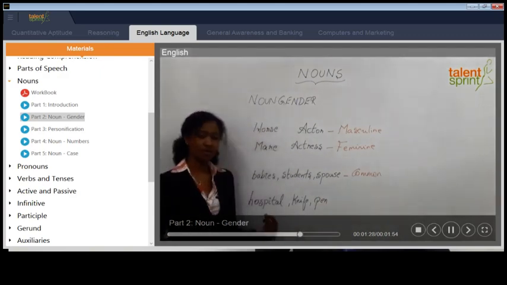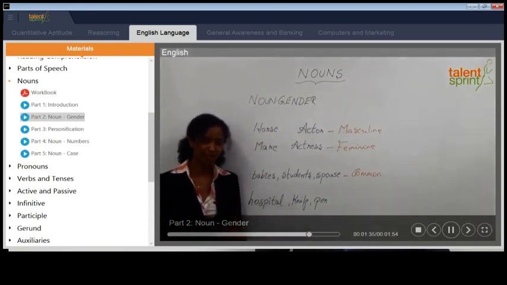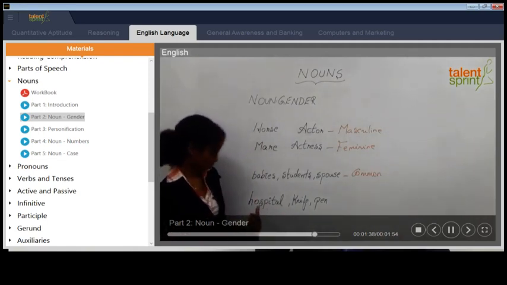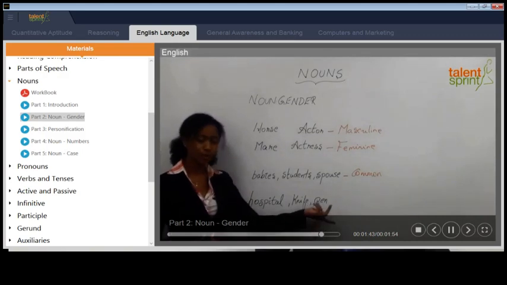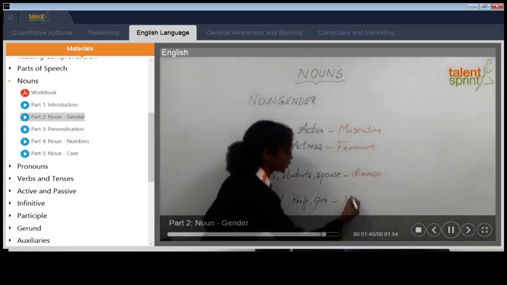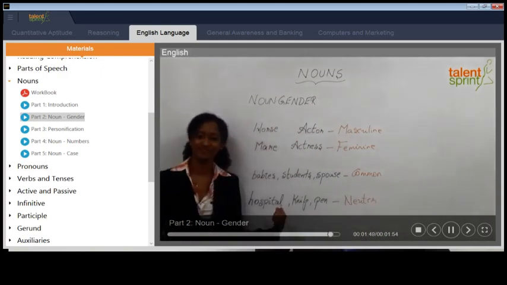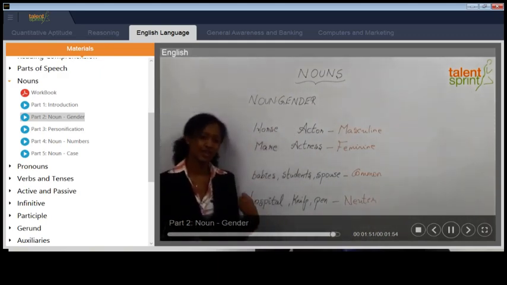We have the last category, which is the neuter gender. It does not refer to either male or female. It mostly refers to non-living things, lifeless objects, right? So hospital, knife, pen, book, all of these are neuter gender. So there we have our four kinds of gender.